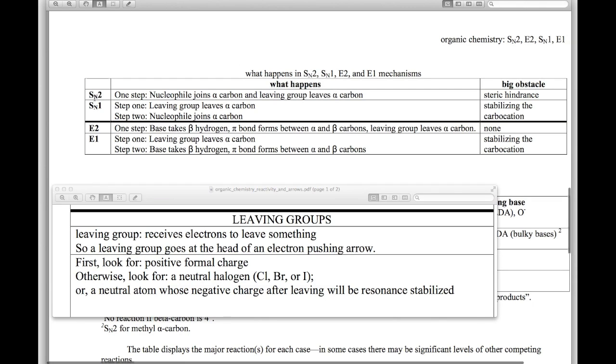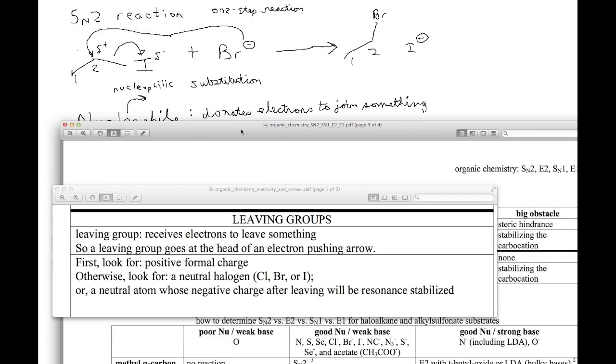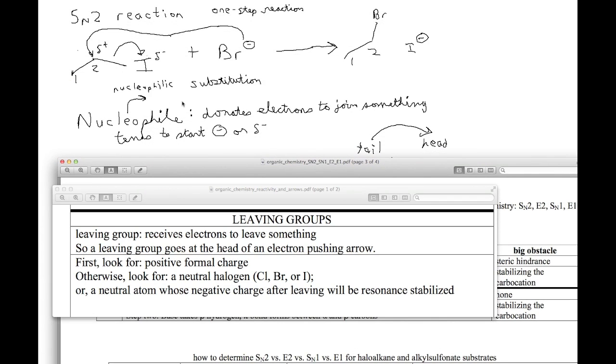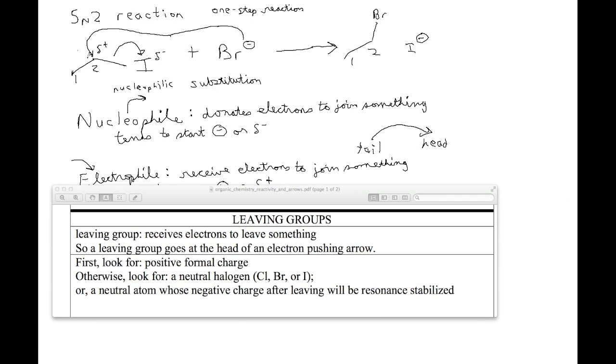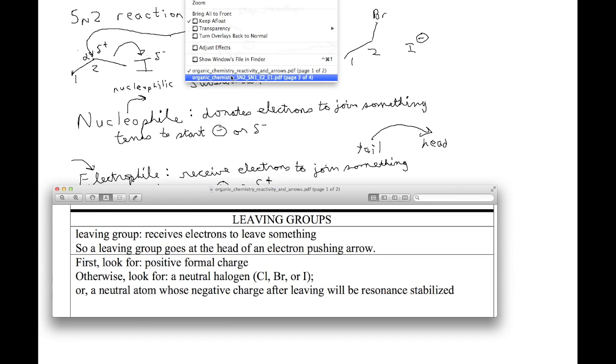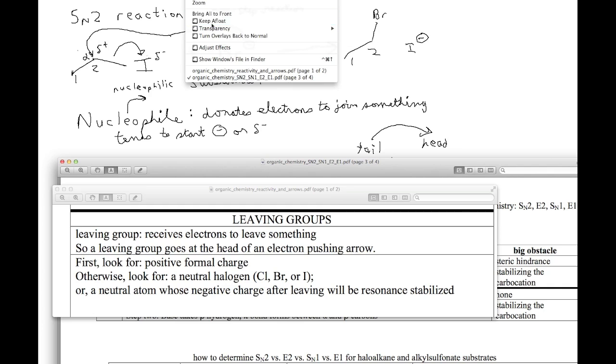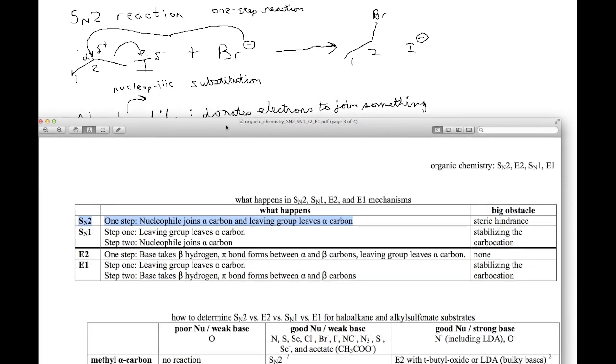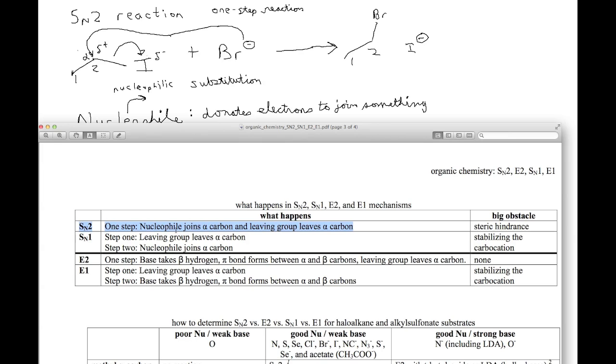What happens in an SN2 reaction? Well, it's one step where the nucleophile joins the alpha carbon and the leaving group leaves the alpha carbon. So that's a more important terminology I should have mentioned. The carbon that's attached to the leaving group is called the alpha carbon. So in this case, carbon 2 was the alpha carbon. The carbon attached to the leaving group is called the alpha carbon. So in this one step, the nucleophile joins the alpha carbon and the leaving group leaves the alpha carbon.